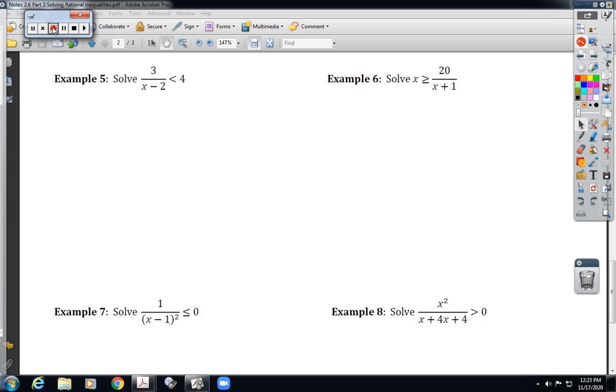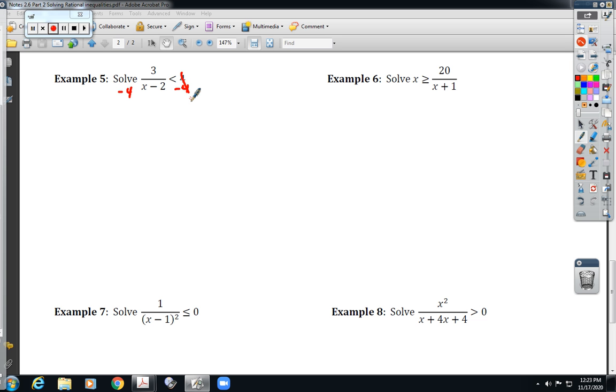Okay, so example 5, we're going to do 5 and 6, and then I'll stop this video and I'll do another one later for 7 and 8. So, let's see here. First things first, it is not equal to 0 or less than 0, so we need to move that 4 by subtracting 4 from each side.